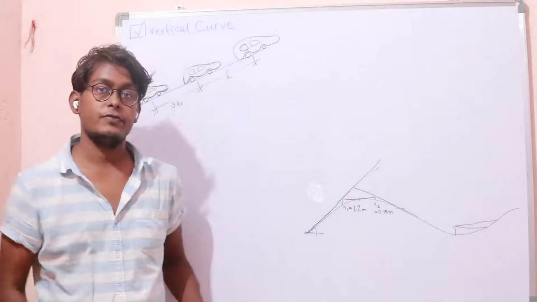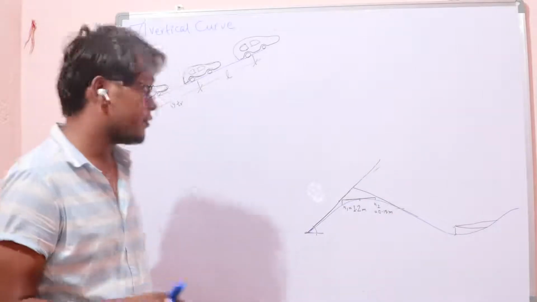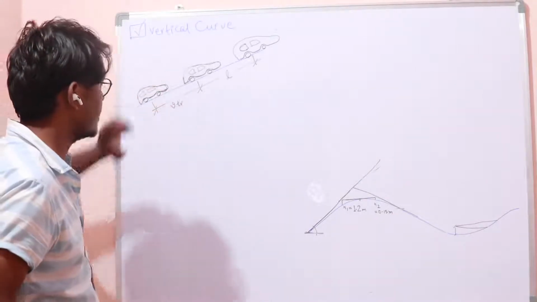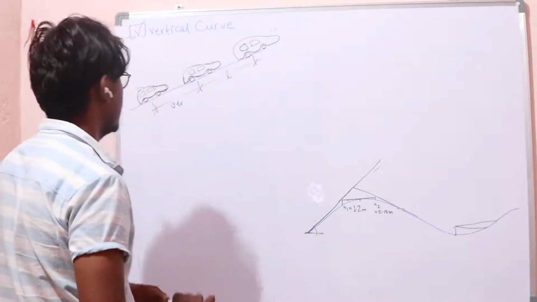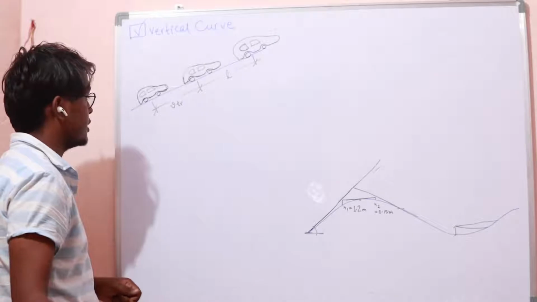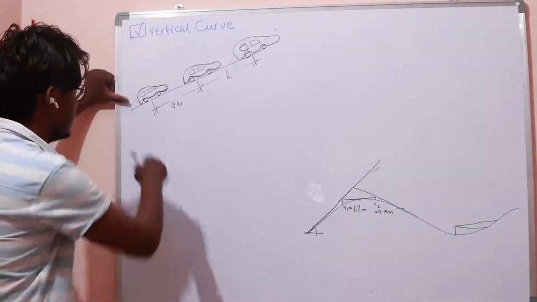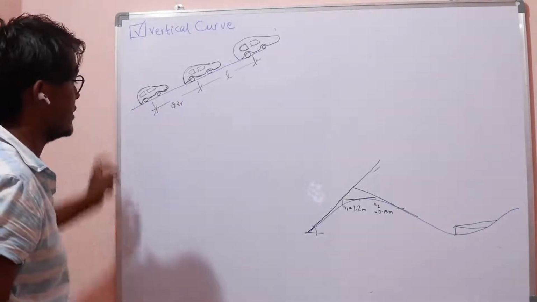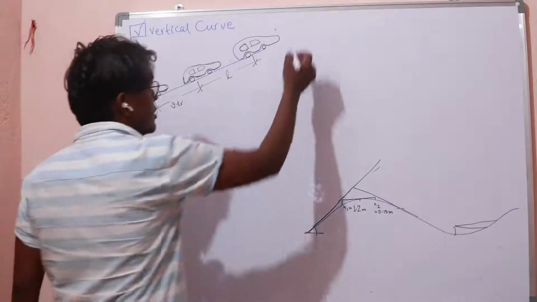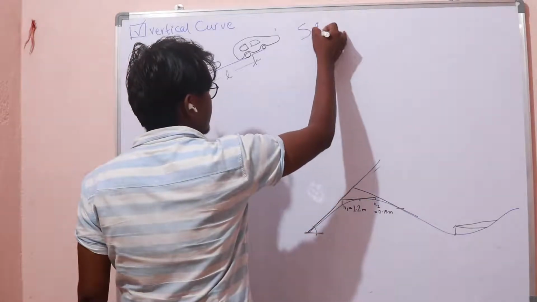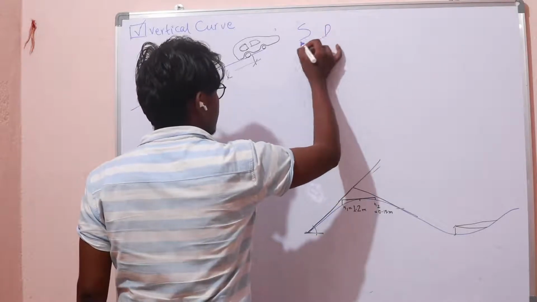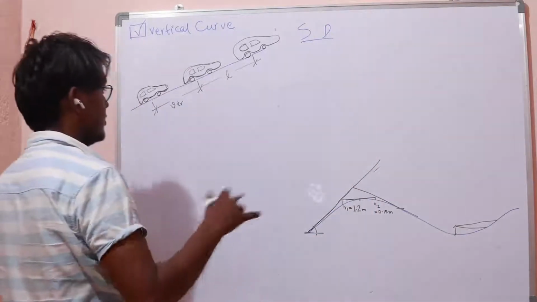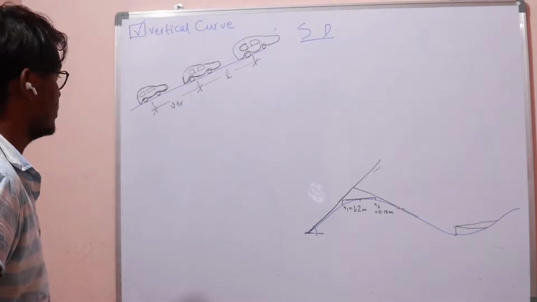So let's start with vertical curves. A vertical curve can be a linear curve or a parabolic curve or cubic curve. So first we will start with the longitudinal curve or linear curve, which can be upslope or downslope. So we have to find the stopping sight distance, stopping distance of a vehicle maneuvering on that slope.